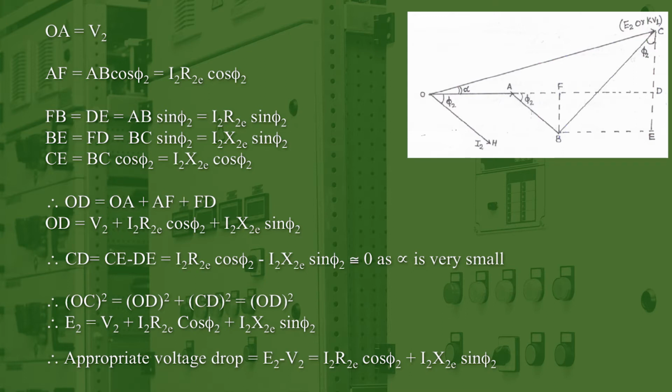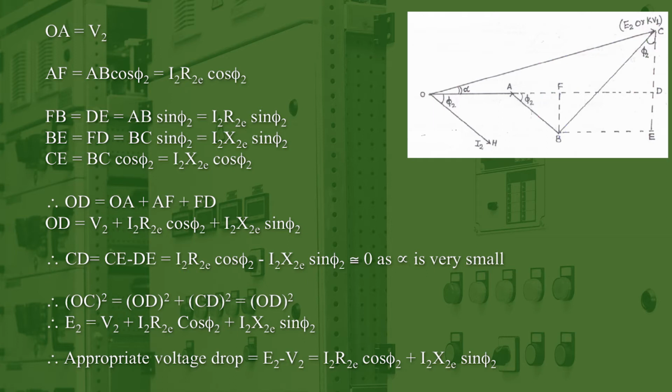From this diagram you can also notice the value of this OD. So you can see here in the diagram, OD is equal to OA plus AF plus FD. Now just put the value of all the components like OA, AF and FD. So OD can be written as OD is equal to V2, because the value of OA is V2. And what is the value of AF? The value of AF is I2 R2E cos phi 2. And what is the value of this FD? The value of FD is I2 X2E sin phi 2.